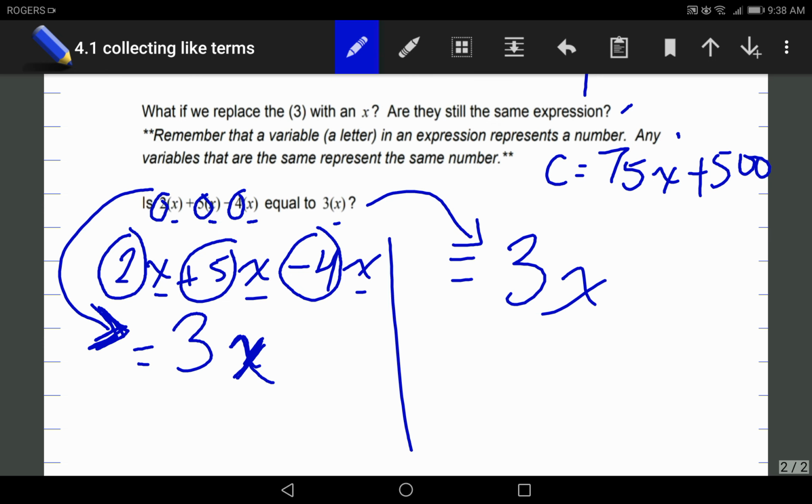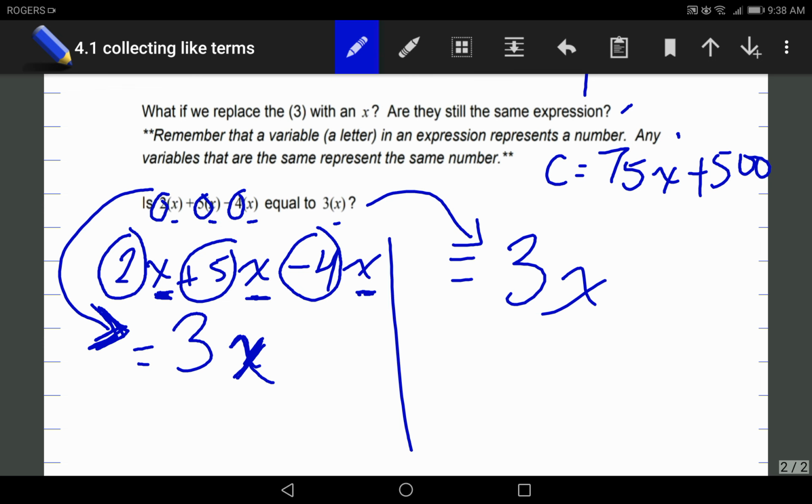But I can't stress enough, these letters have to be the same for you to add and subtract these coefficients together. For example, you can't say 2 cats plus 5 mice is 7 cat mice. You can't say that. All you can really do is simplify to the point where it just says 2 cats plus 5 mice.